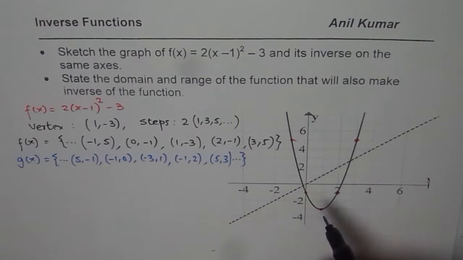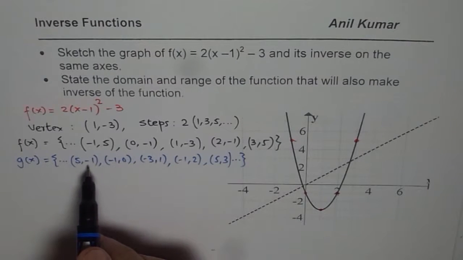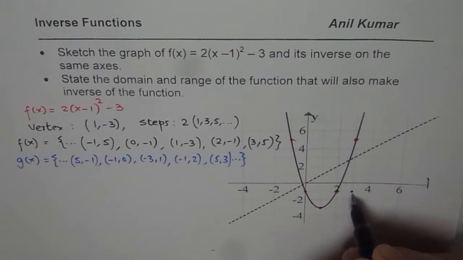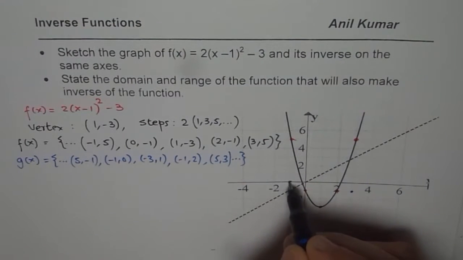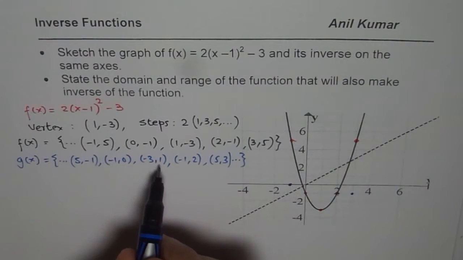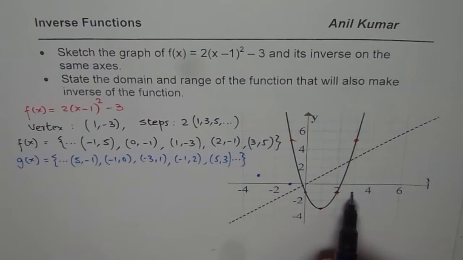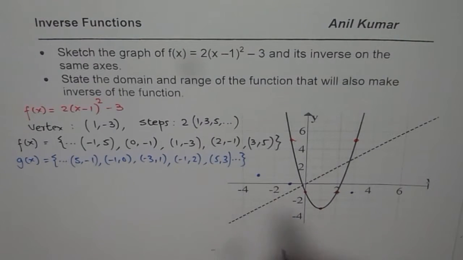Okay, let's begin by locating these points. So (5, minus 1) means 5 units here and minus 1 gives us this point. (Minus 1, 0): minus 1 and 0 is that point. And then we have (minus 3, 1). So minus 3 and 1. So this is half of the parabola. Do you see that? We flipped one side of this, the left side. So this point got reflected to that side.